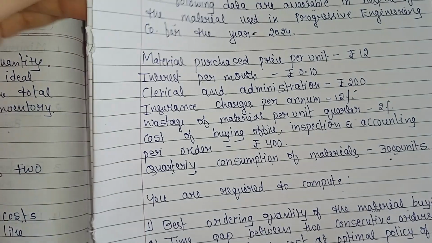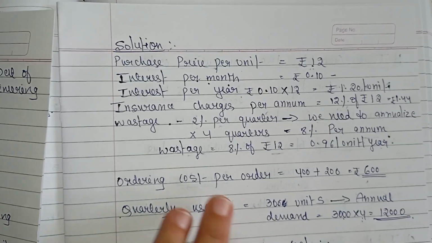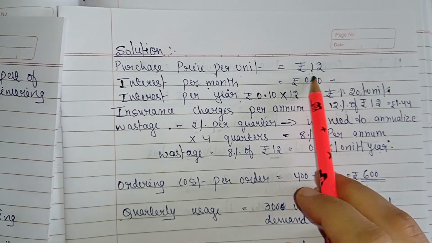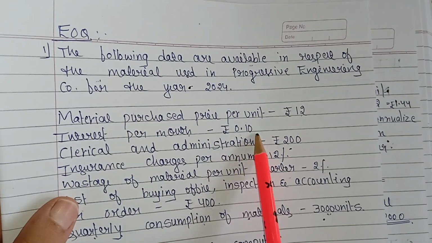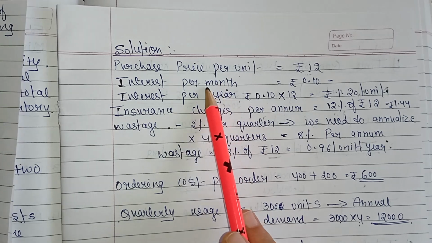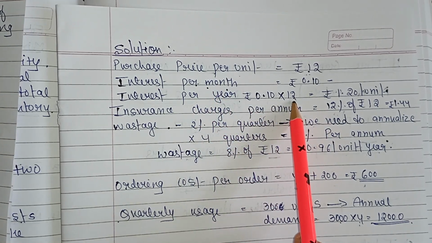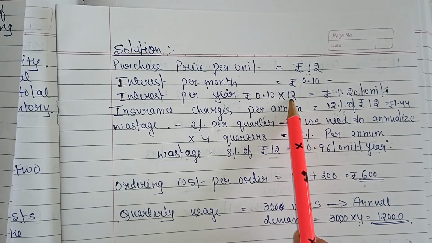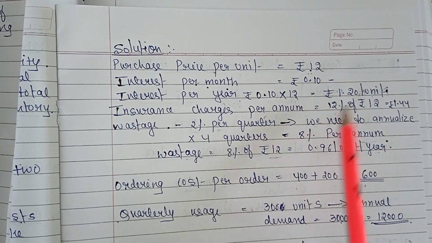So let's solve the problem. See here, first we need to write down all the information. Purchase price per unit, how much? That is rupees 12. And interest per month, that is 0.10. But we need interest per year. Means what we have to do? They have given it per month. So 0.10 into 12 months. Not purchase price, 12 months. That is equal to rupees 1.20 per unit.